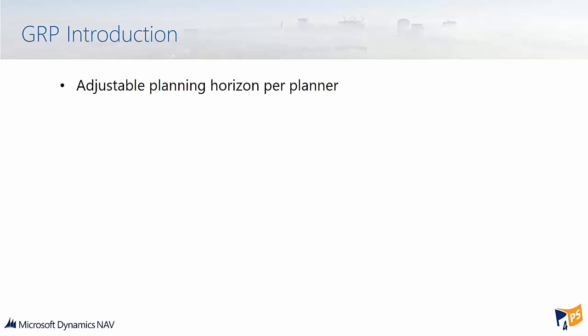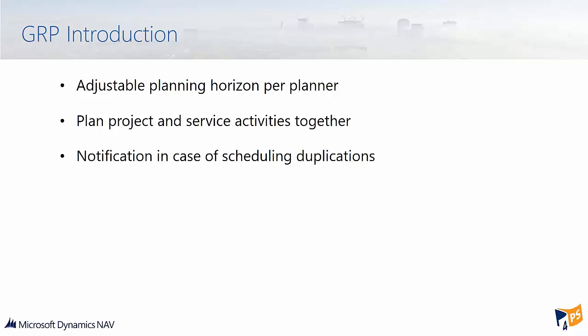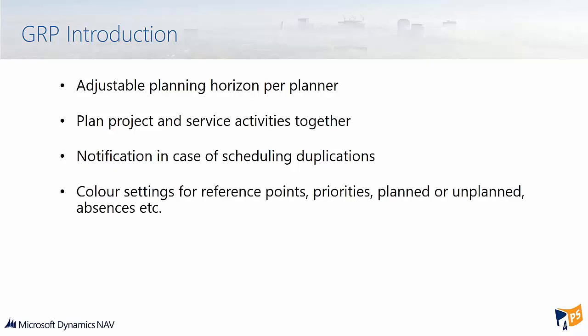You've got an adjustable planning horizon, so you can plan for a week or for a month or for a day or for an hour or for 2 hours, half days, all those types of things. So you can plan out your different scales within the system. Project and service activities together. You can do notifications. So if you've got scheduling duplications, you can send out notifications in the system as well.